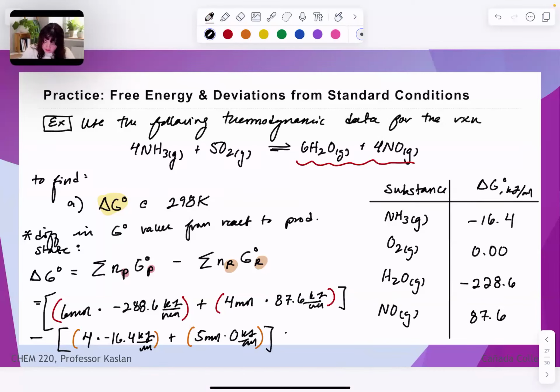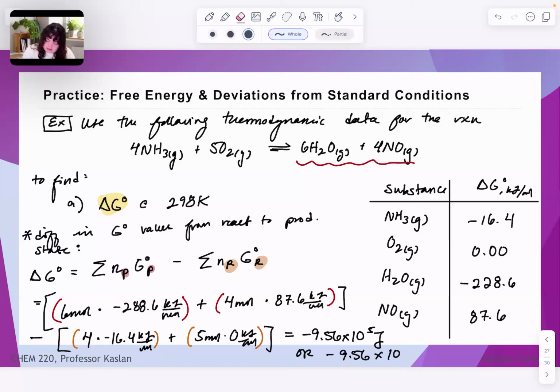And when I do all this math and put it back into joules, I get negative 9.56 times 10 to the 5 joules, or negative 956 kilojoules. Is our standard free energy change.